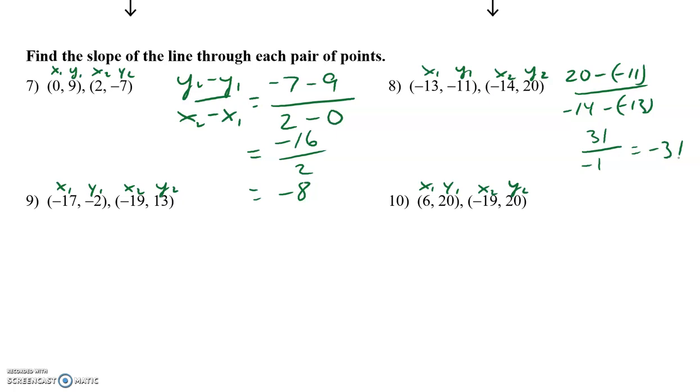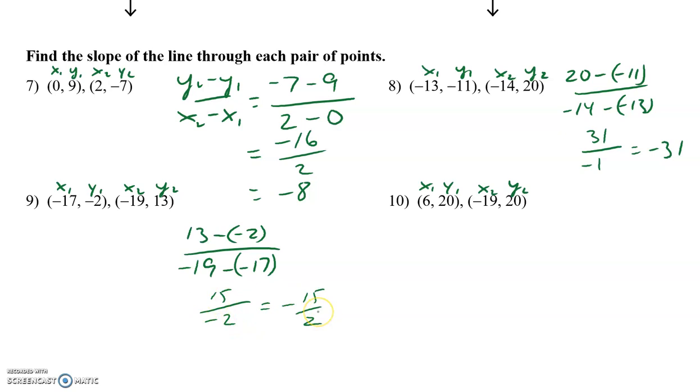Okay, so I do the third one over here. Y2 minus y1, well my y2 is, I've got 13 take away -2 over -19 take away a -17. So 13 take away -2, that would be 15. -19 take away -17 would be -2. And you could just reshift things a little bit here. A lot of people like to just put the negatives out in front if you want, or put the negative in the numerator, but negative 15 over 2 should work for that one.